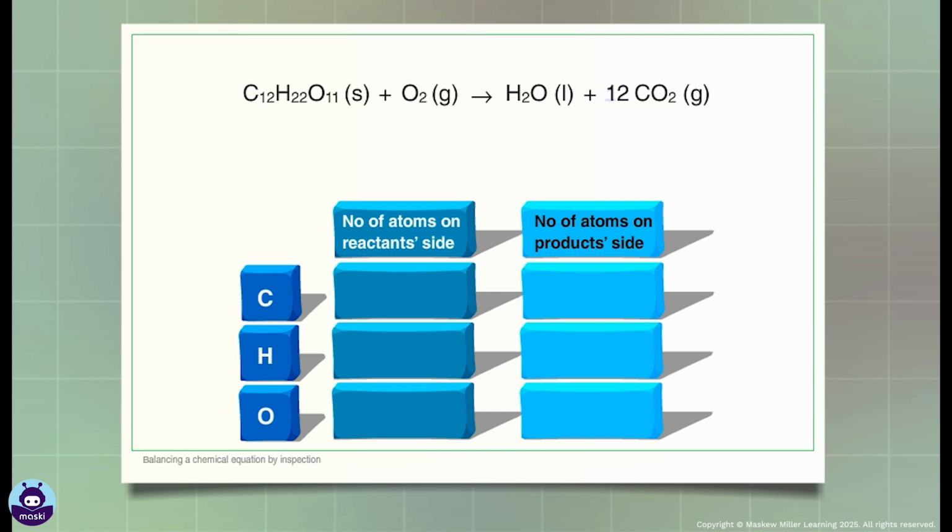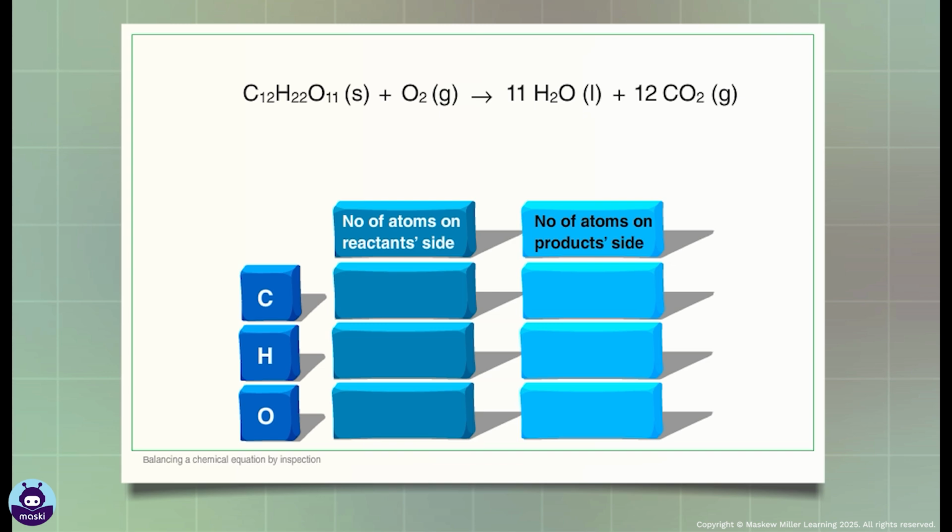Reactant side: carbon, 12 atoms; hydrogen, 22 atoms; oxygen, 13 atoms. Product side: carbon, 12 atoms; hydrogen, 2 atoms; oxygen, 25 atoms. We now attempt to balance the number of hydrogen atoms. Hydrogen also features only once on either side of the equation. We change the coefficient of H2O on the product side to 11, noting that there are 2 hydrogen atoms in H2O.